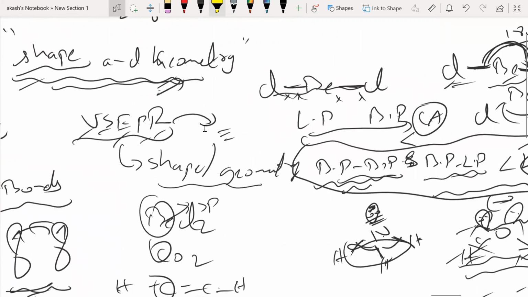So the molecule should be arranged in such a way that electrons will suffer minimum repulsion. There should be minimum electronic repulsions. The shape of the molecule should be in such a way that there is minimum repulsion between the electrons. Yes, that's the exact way of looking into it.